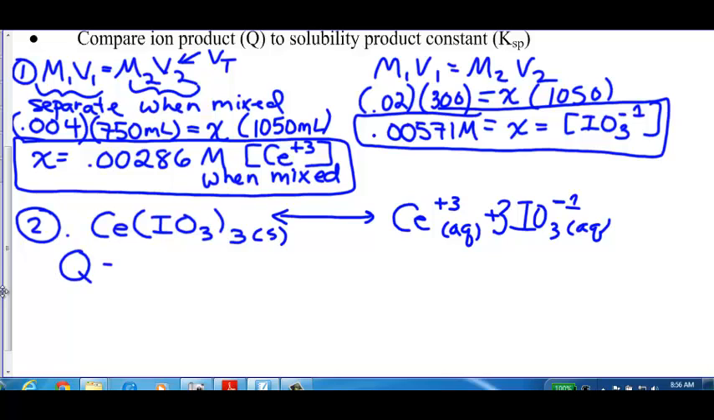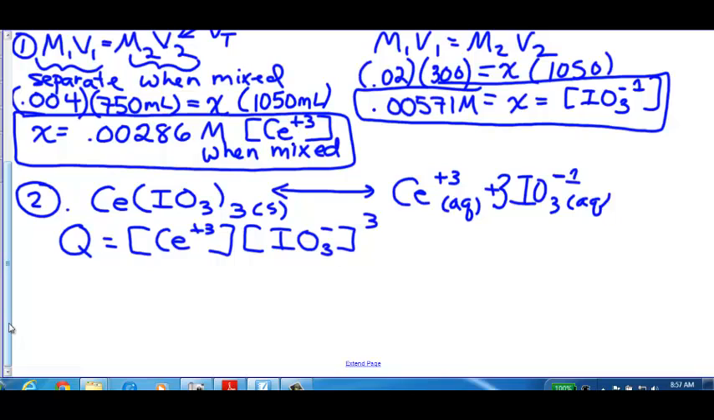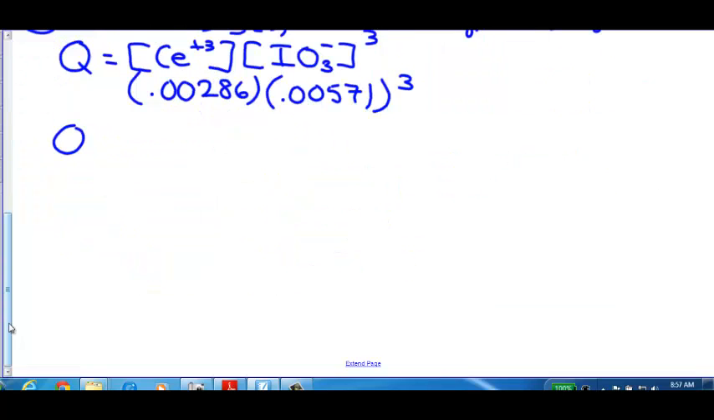So Q will equal your concentration of cerium floating around in the container once you mix them, times your concentration of iodate floating around in the container cubed. Now we plug in the values that we just calculated. We use concentrations here: 0.00286 times 0.00571 cubed. And that will give us our Q.